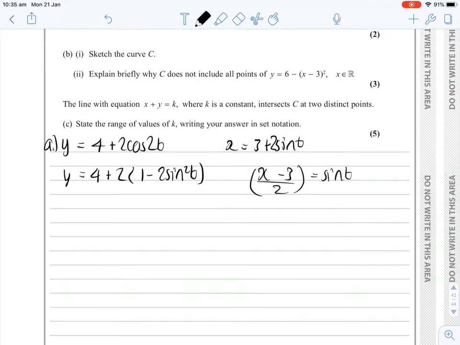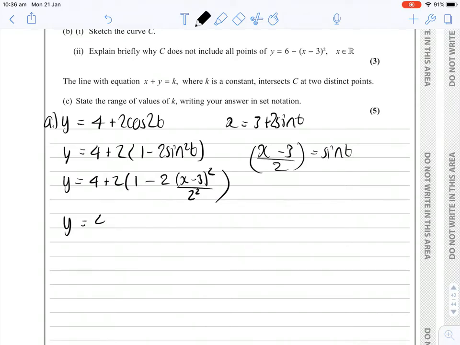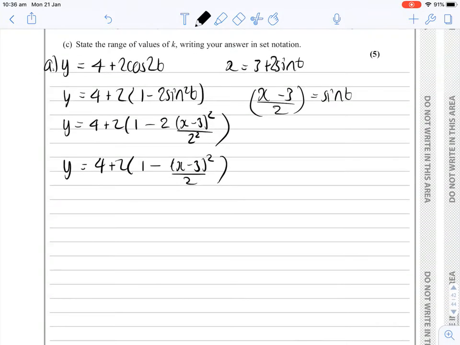And so therefore we can say that y is equal to 4 add 2 lots of (1 minus 2 lots of, let's make this slightly easier, (x minus 3) squared over 2 squared). So y is equal to 4 add 2 lots of (1 minus, now 2, and we've got a 4 on the bottom here, so that's just going to be (x minus 3) squared over 2). Y is equal to 4 add 2 lots of 1 is 2, and 2 lots of that is just going to be negative (x minus 3) squared. Y is equal to 6 take away (x minus 3) all squared.